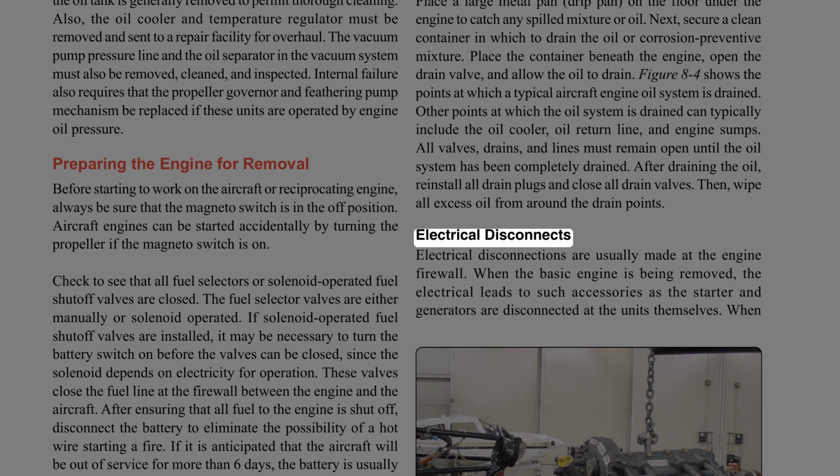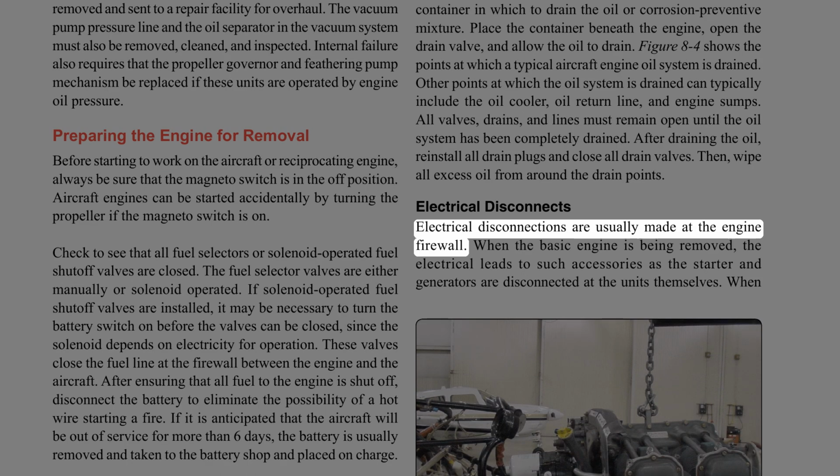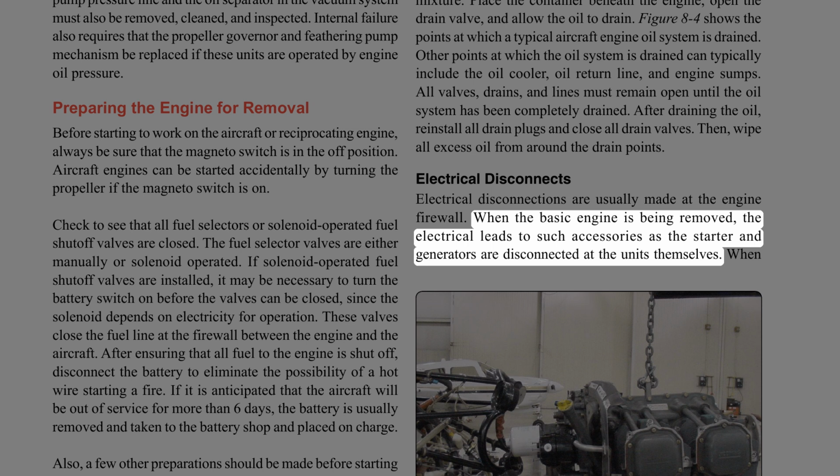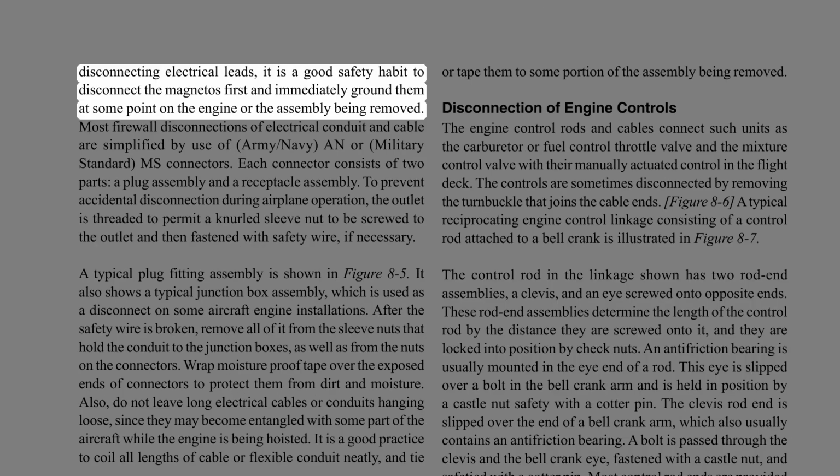Electrical disconnects. Electrical disconnections are usually made at the engine firewall. When the basic engine is being removed, the electrical leads to such accessories as the starter and generators are disconnected at the units themselves. When disconnecting electrical leads, it is a good safety habit to disconnect the magnetos first and immediately ground them at some point on the engine or the assembly being removed.